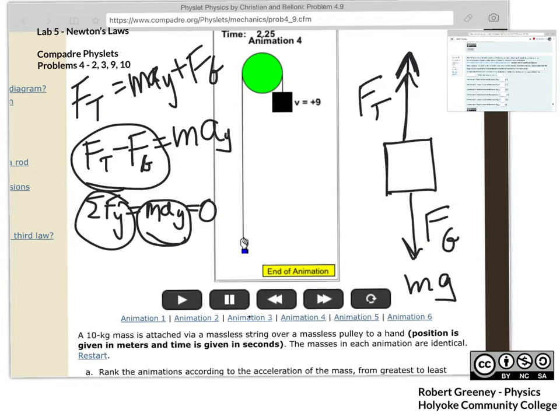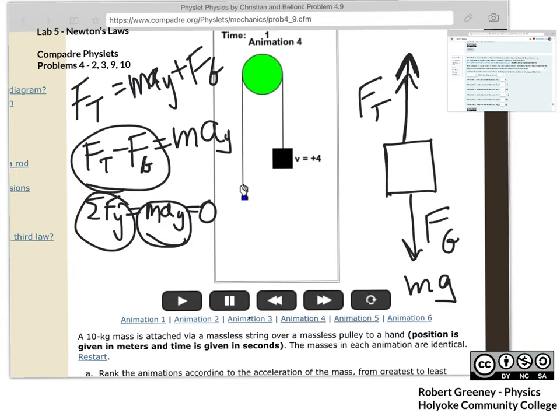Oops. It starts at a velocity of 0. Let's play it. Play it out 1 second. So it went from 0 to 4 meters per second in 1 second. So that's a delta v, right? 4 meters per second minus 0 meters per second over 1 second, so 4 meters per second squared.